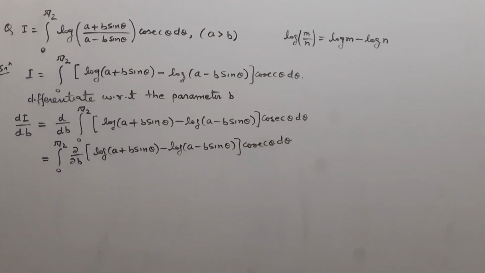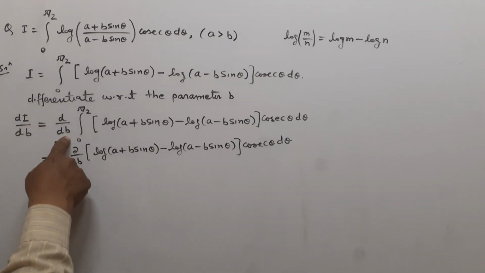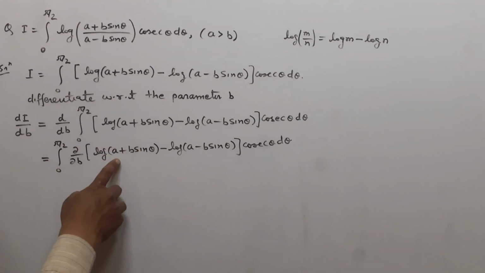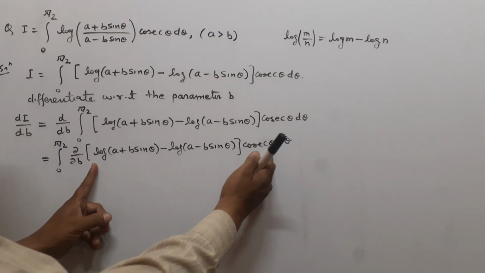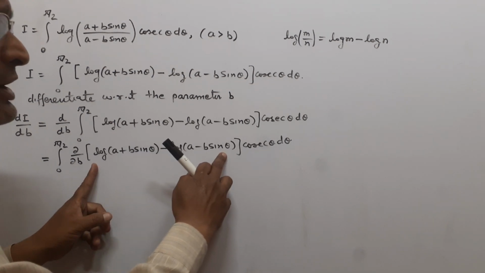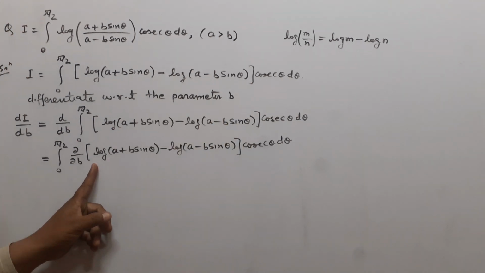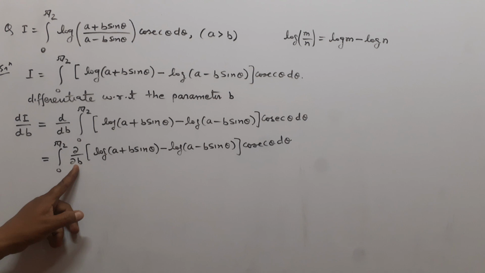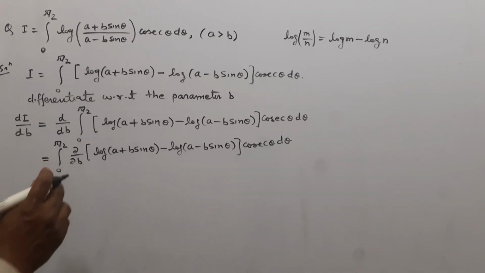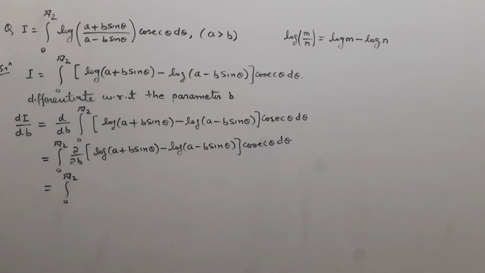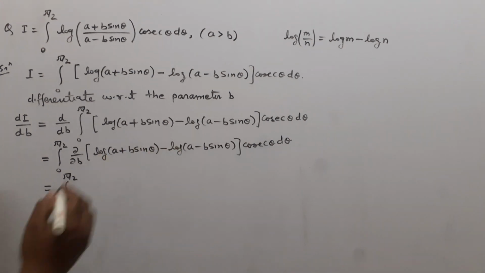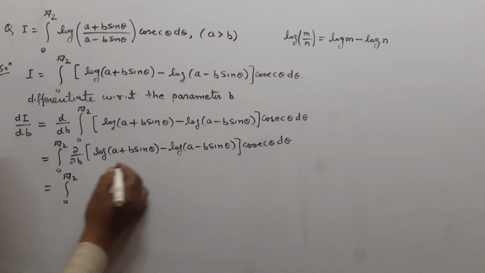We know the property that if the ordinary differentiation d by db goes inside the integral sign, it converts into partial differentiation. Now we have to differentiate log (a plus b sin theta) minus log (a minus b sin theta), multiplied by cosec theta, partially with respect to b. When we differentiate partially with respect to b, cosec theta is constant here, so we differentiate this bracket only.